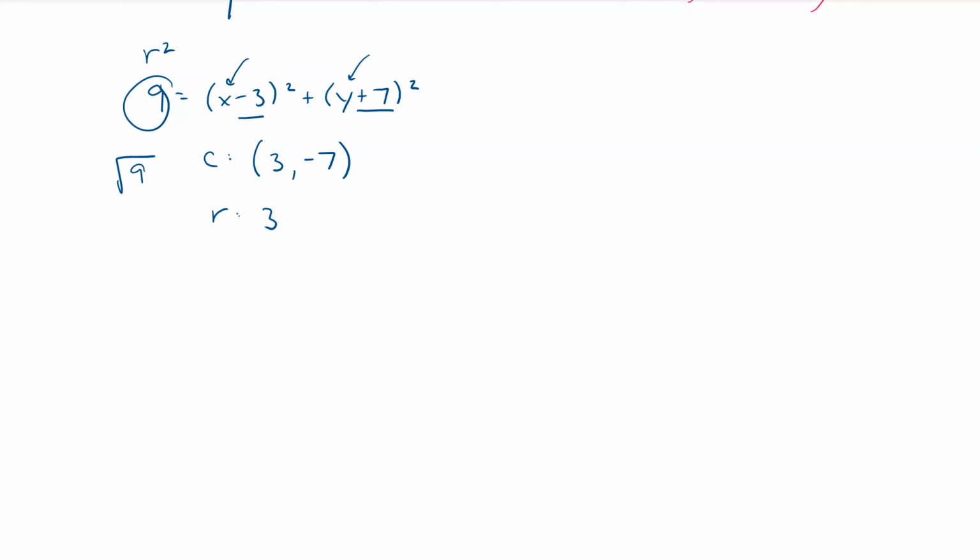Find the center and radius of this equation. My center is the opposite, opposite. Whatever's paired with x is the x, whatever's paired with y is the y, and my radius is the square root of the number that I see. My radius is the square root of 17.